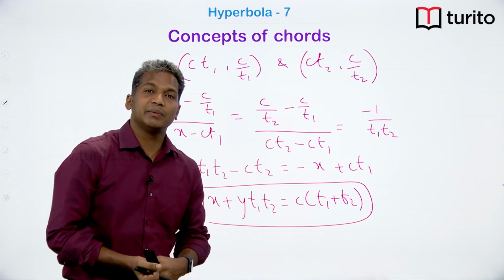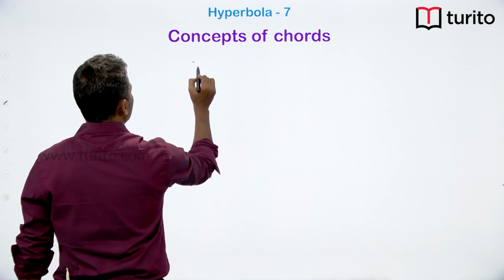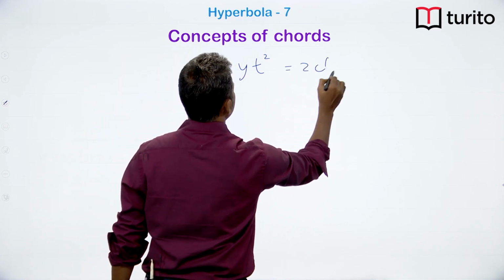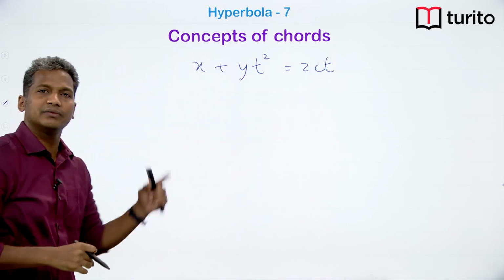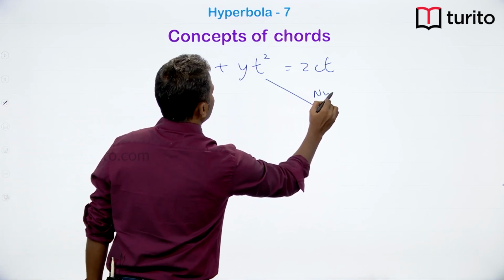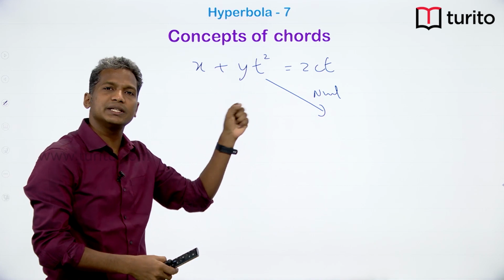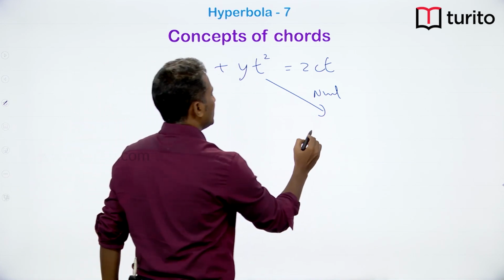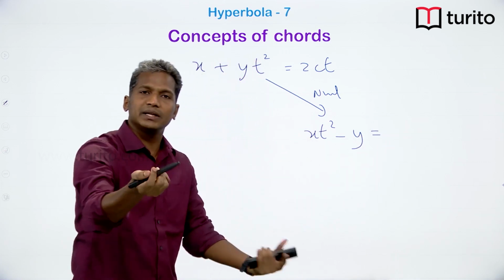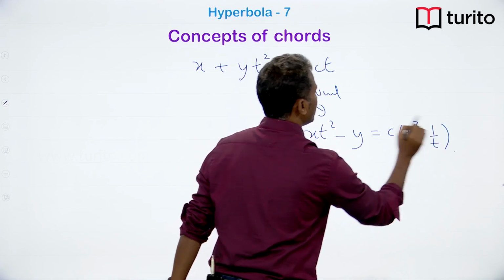But there is a simple method of remembering this chord. For example, if we check the tangent, tangent is x plus yt square equal to 2ct. This is what we have derived earlier. Now, how do we get the normal? We have already learned this. Just swap these two, swap the coefficients and reverse the sign. So it becomes xt square minus y is equal to, RHS can be derived by substituting the point, so c into (t cube minus 1/t). This we have already done.